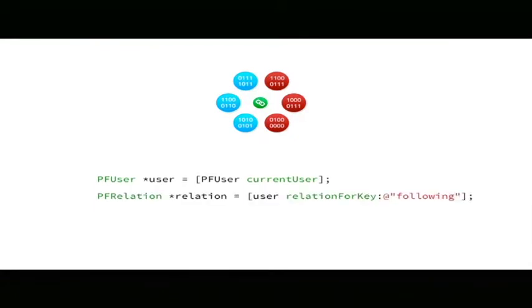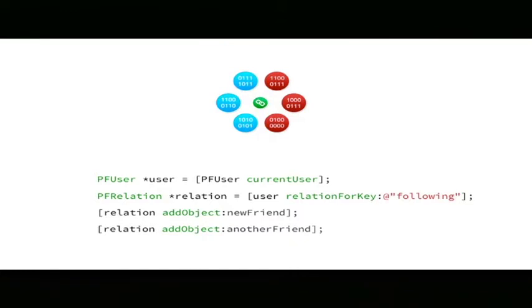Here I'm just getting the current user. And here I'm creating a PF relation. What I can do is store all the data I want in this relation, and that will basically create the join table for you. So if you look here, I'm saying create a new PF relation for the user with the key following. Now I'll have a new column called following on my user, and I can start storing data in there. I'll just say add an object, new friend, an object, another friend, and then when I'm ready, I'll just say save. And of course, anybody can follow these two friends. I can have someone else following these two guys. I can have 100 people following these two guys, and it'll all just work.